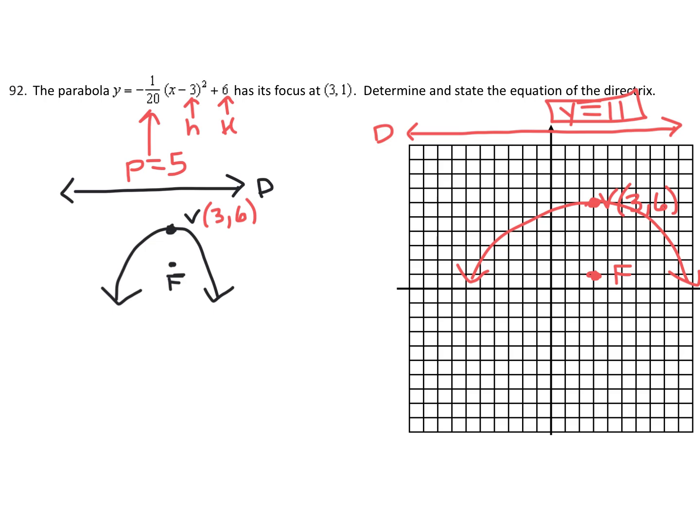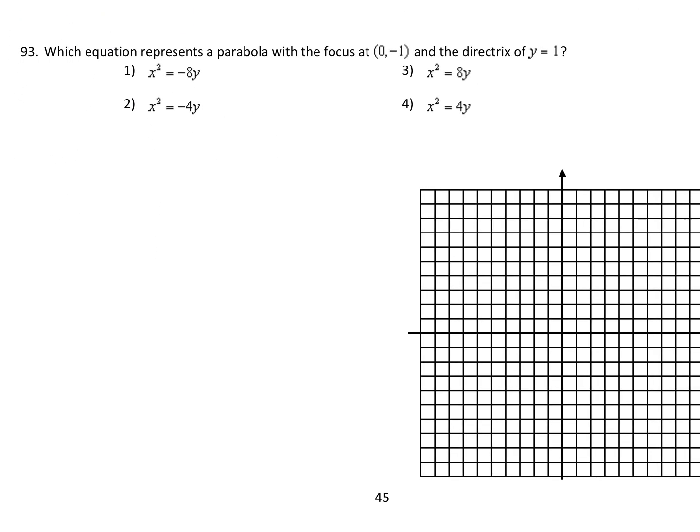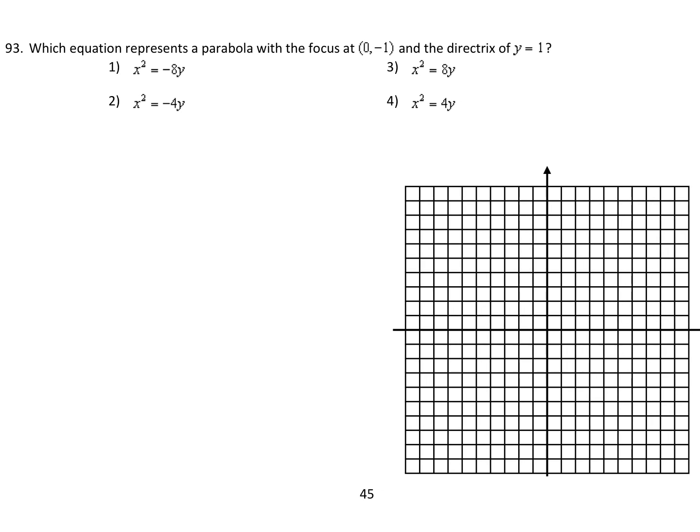Okay, and finally, the last one we're going to take a look at today is on the bottom of this page. It says, which equation represents a parabola with a focus of (0, -1) and a directrix of y equals 1? So let's graph that. We have a focus at (0, -1), so we go over 0 and down 1. That is our focus. Then we go to +1 and graph a line at y equals 1. So those are pretty close together.